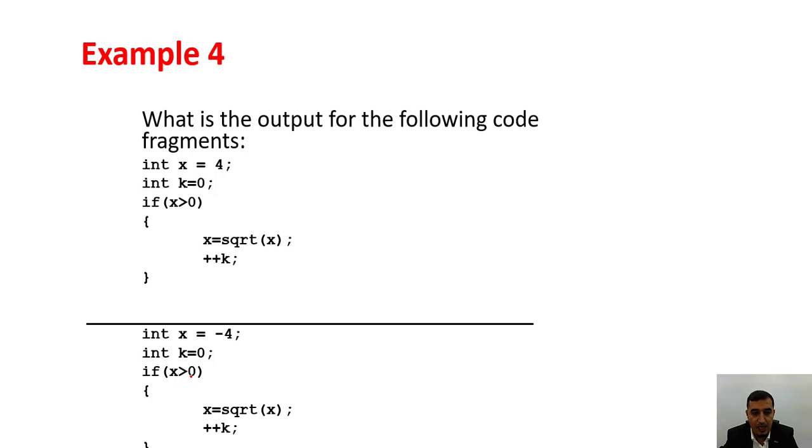Here we have more examples regarding the if statement. For example, if x is equal to 4, k is equal to 0. If x is greater than 0, then x is equal to square root of x, and k plus. So what is the output here? Is x greater than 0? Yes. So x will equal the square root of x, which is 2, and k will equal 1. Okay. Over here, x is equal to minus 4, k is equal to 0. Is x greater than 0? No. So nothing will change. x will remain the same value and k will remain the same value.